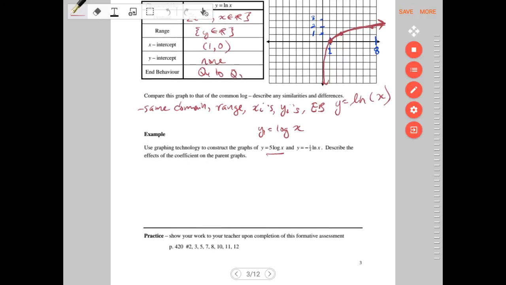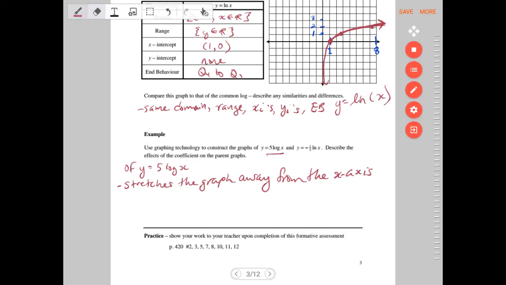So the effects of y equals 5 log x: it stretches the graph away from the x-axis. Okay, good. Now what I want you to do is erase those.